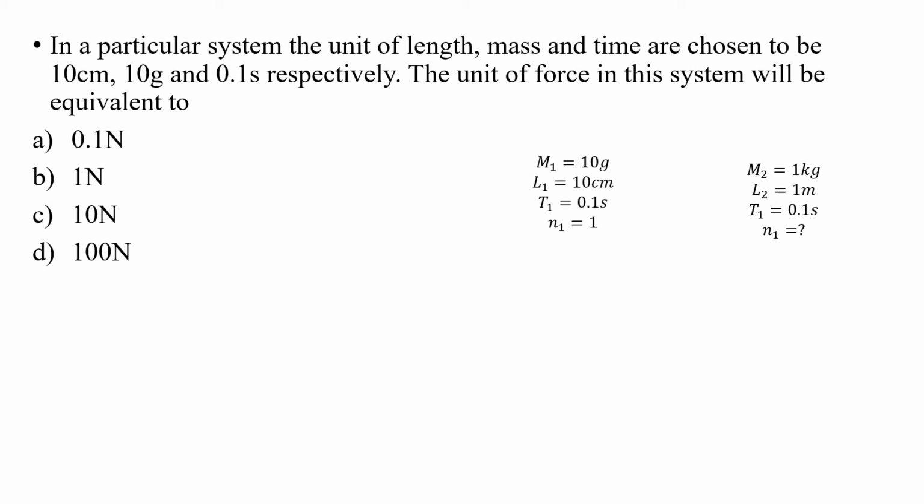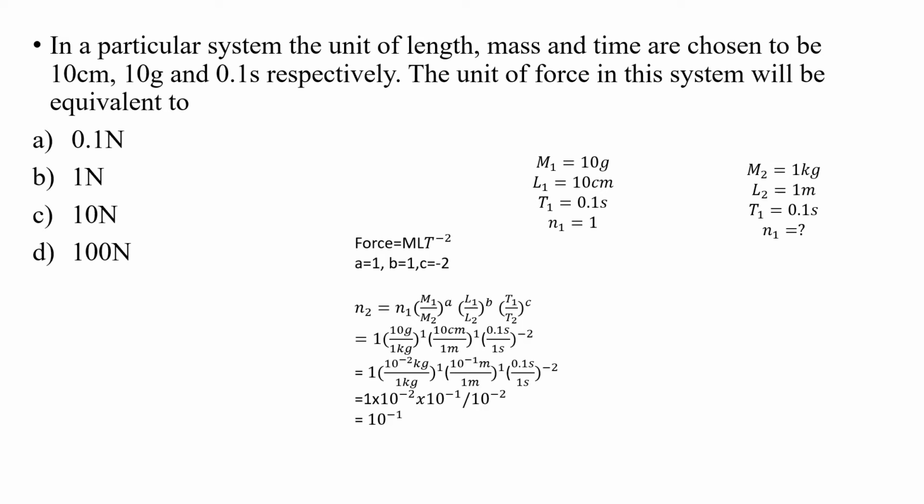In a particular system, the unit of length, mass and time are chosen to be 10 centimeter, 10 gram and 0.1 second respectively. The unit of force in the system will be equivalent to dash. Now considering the given data, that is mass as 10 gram, length as 10 centimeter and time as 0.1 second.